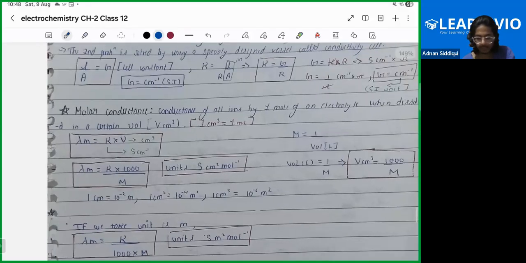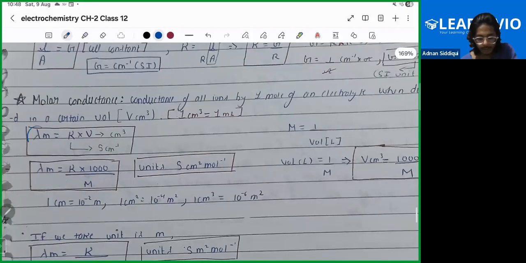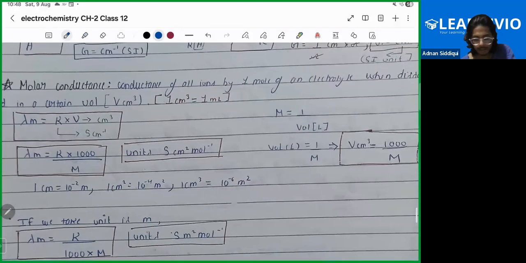Your molar conductance is represented by lambda m, and it is nothing but your simple conductivity kappa into a certain volume, which is V. Your kappa's SI unit is Siemens centimeter inverse. Your volume SI unit is centimeter cube. And after solving, the entire thing's SI unit is going to be what? Siemens centimeter square per mole.